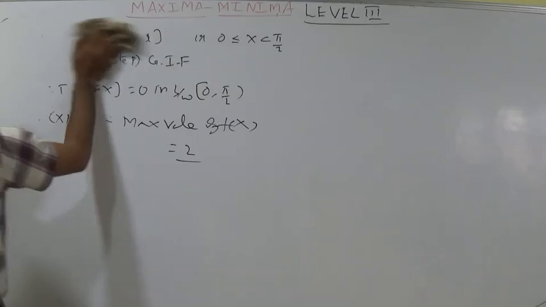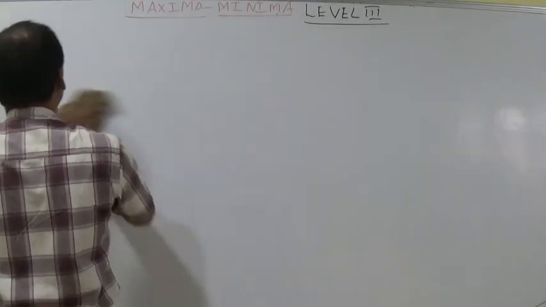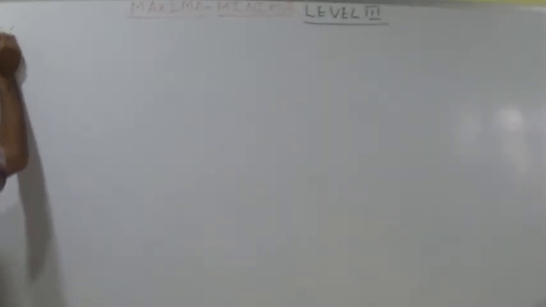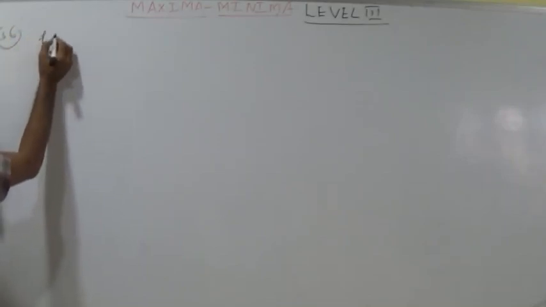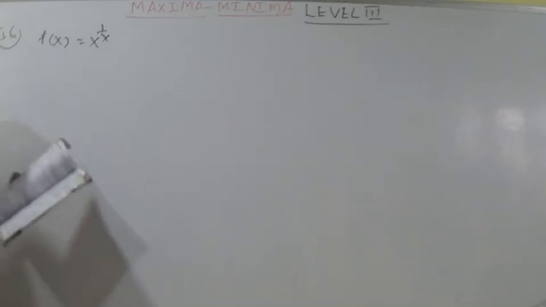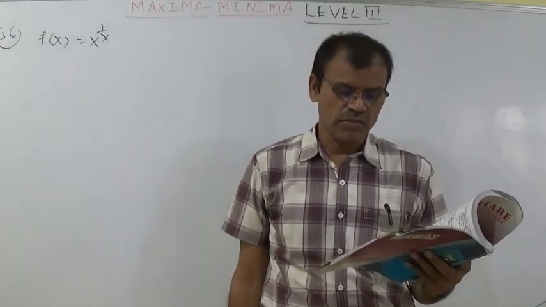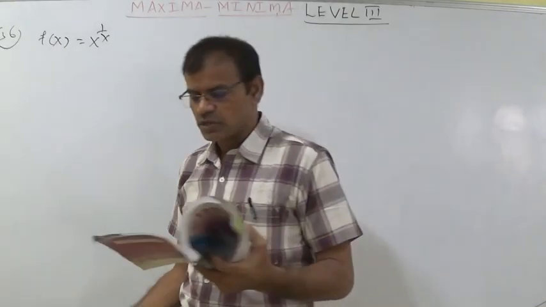Now let us discuss the 36th question. This was an important question in IPE in 2006. Now it became a mains question. 36th question. Given f of x is equal to x power 1 by x, x greater than 0, has the maximum value at x equal to e.